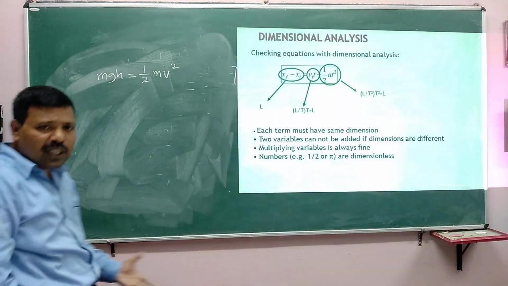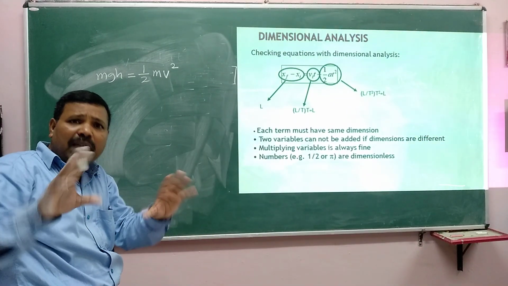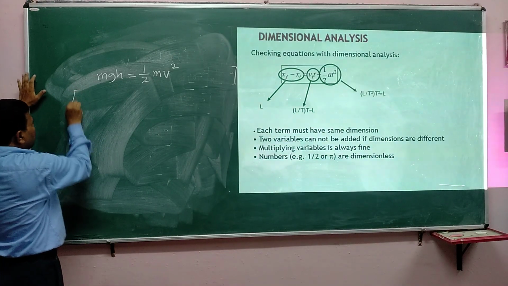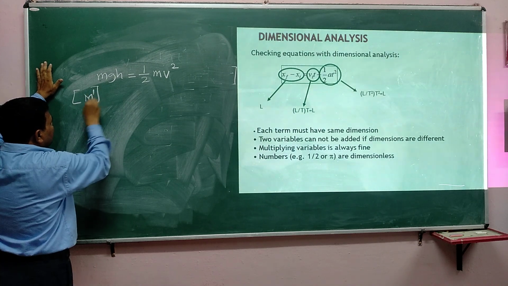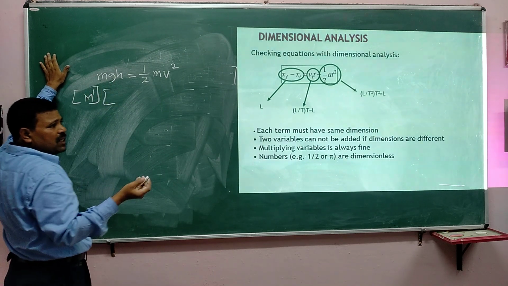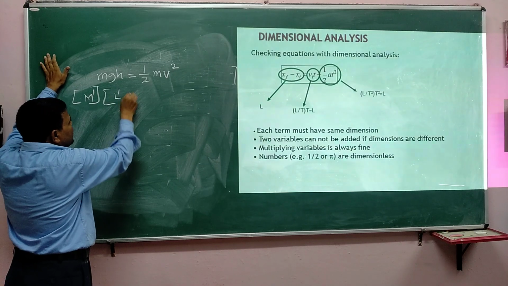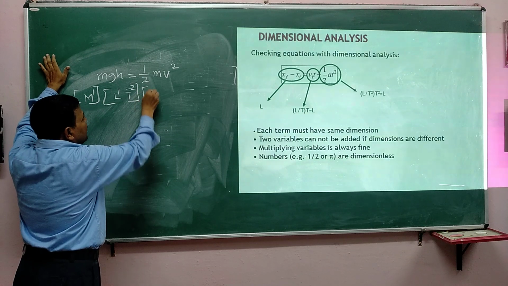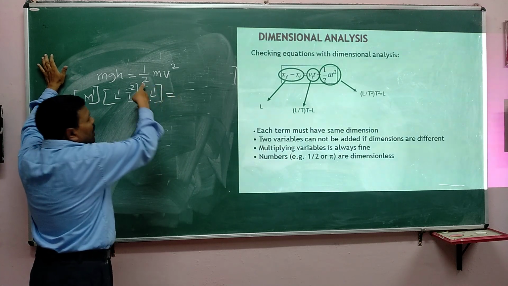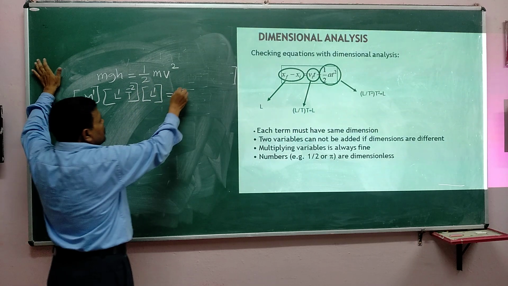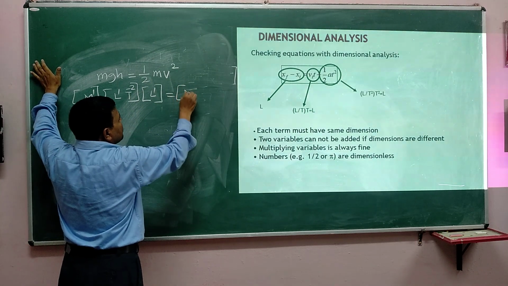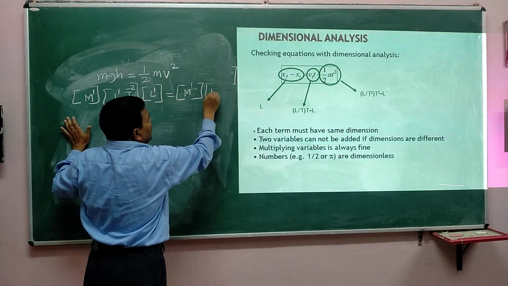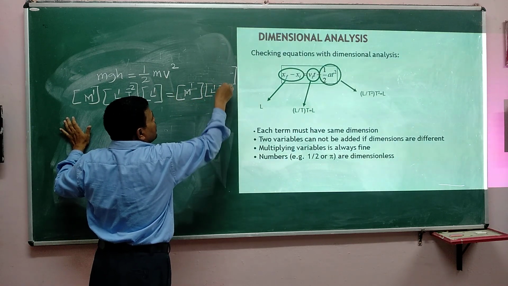How to prove this equation is dimensionally correct? The dimensional formula of mass is M raised to 1. Acceleration due to gravity, the dimensional formula of acceleration, L raised to 1, T raised to minus 2. The dimensional formula of height, L raised to 1. Half has no dimensions. The dimensional formula of mass, M raised to 1. The dimensional formula of velocity, L raised to 1, T raised to minus 1.